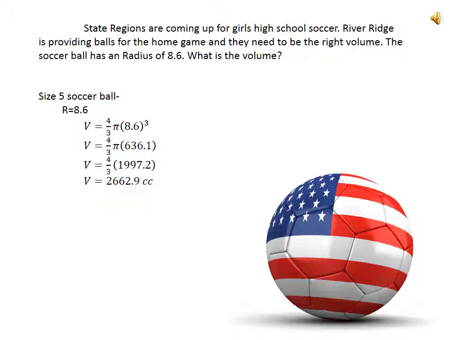So like we did before, we have 4 over 3 pi times the radius cubed. 8.6 cubed equals 636.1. Then we'd multiply that by pi, which gives us 1,997.2. Then we'd multiply that by 4 over 3, which gives us 2,662.9 cubic centimeters.